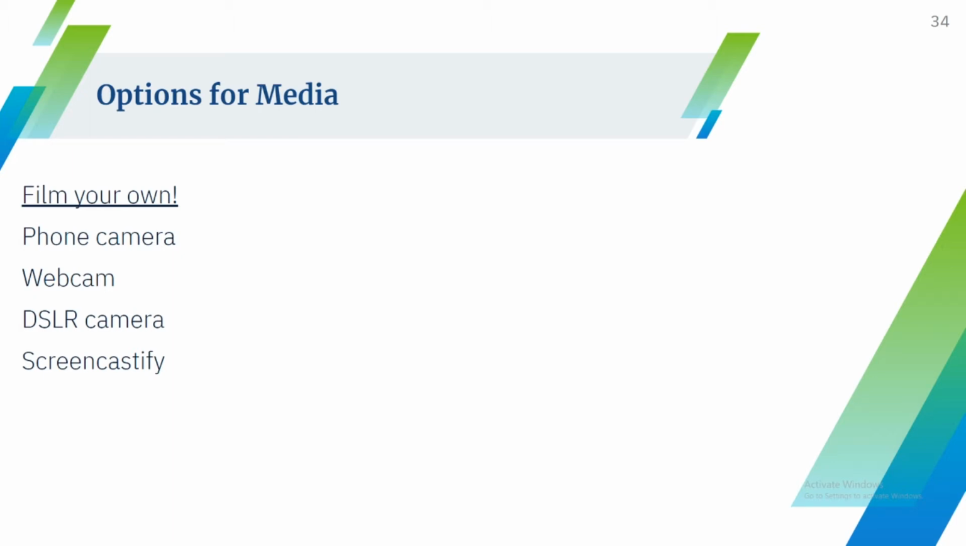So to film your own, you can use your phone camera, obviously. You can use a webcam. You can be sitting, if you're doing that informative structure, you can kind of just film yourself talking at the camera. You can use a DSLR camera if you have and know how to use one, and then you would have to upload those videos from the camera onto your computer.